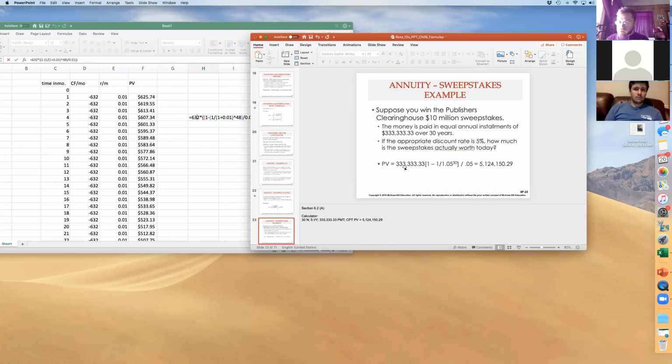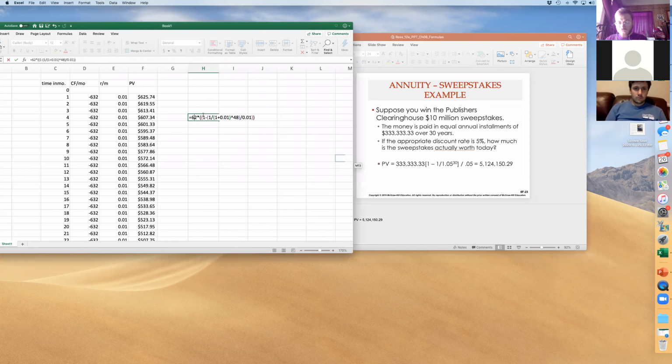So could anyone tell me what kind of problem this is? Future value problem, payment problem, future value, present value, what? Present value. It's a present value. All right, so we need to be prepared to win this lottery.